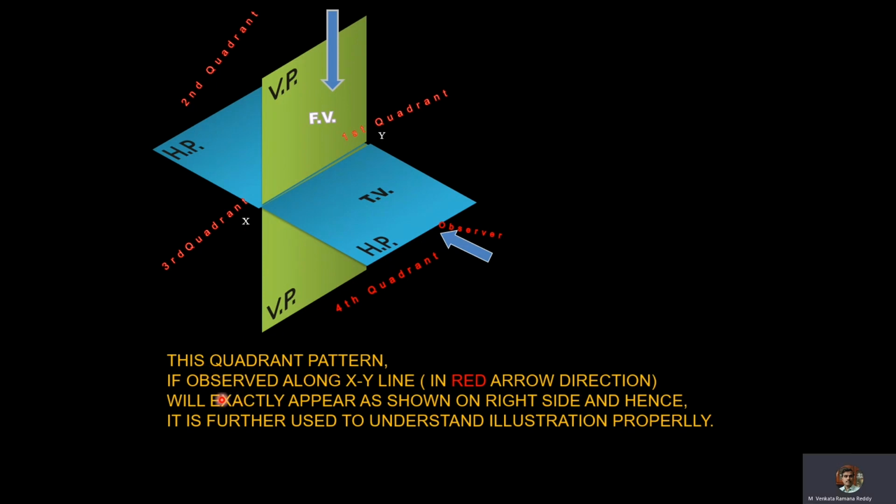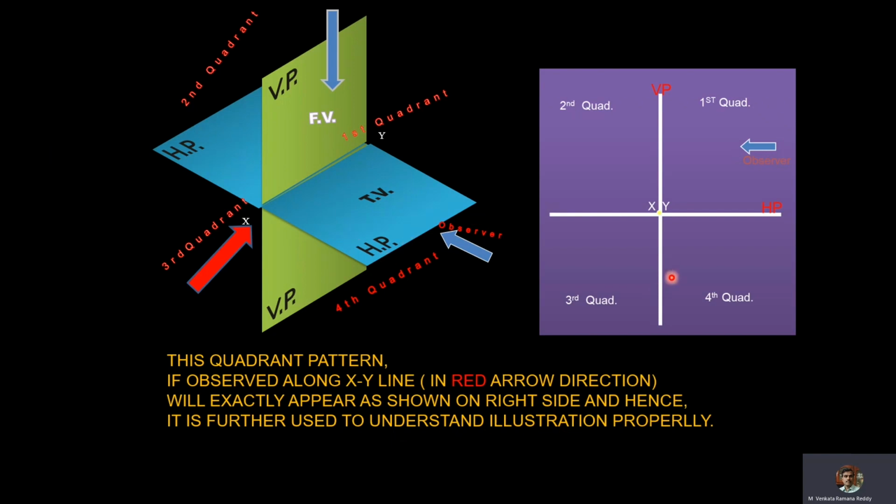This quadrant pattern, if observed along the XY line in red arrow direction, will exactly appear as shown on the right side. Hence, it is further used to understand illustrations properly. See, this particular total line looks like a point here. That is the XY line, and this is HP, and this is VP. This is the first quadrant, second quadrant, third quadrant, fourth quadrant. This is two-dimensional representation, and this one is three-dimensional representation.